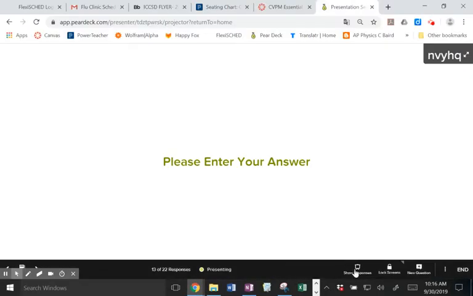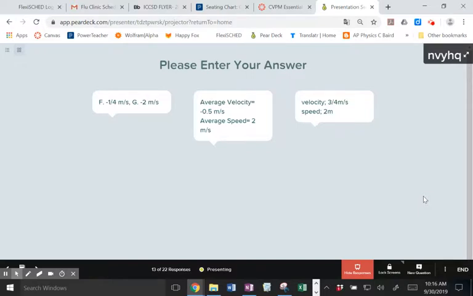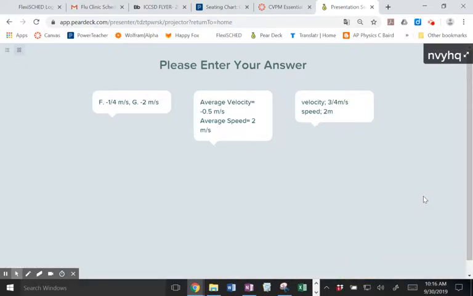All right, so here's some of the different answers I've got going on right now. I've got -1/4 meter per second for F and -2 meters per second for G. I've got -0.5 for average velocity. I've got 2 for speed, 3/4 for velocity, and 2 for speed. So run through with your neighbors and see what's up with that.